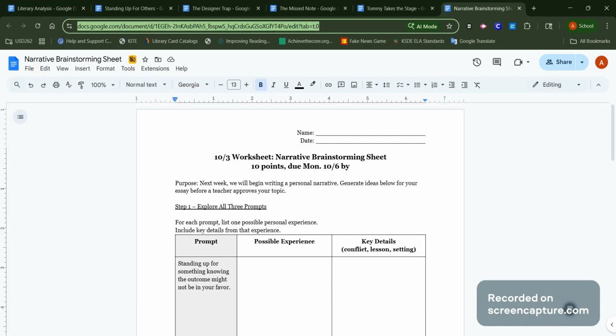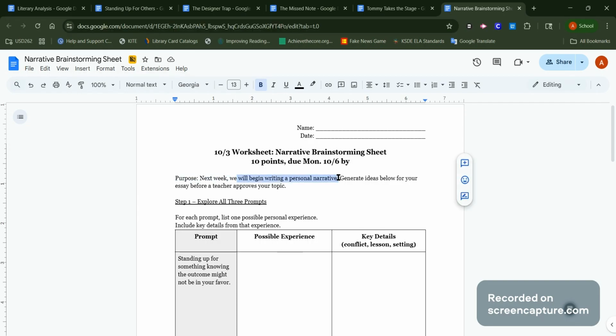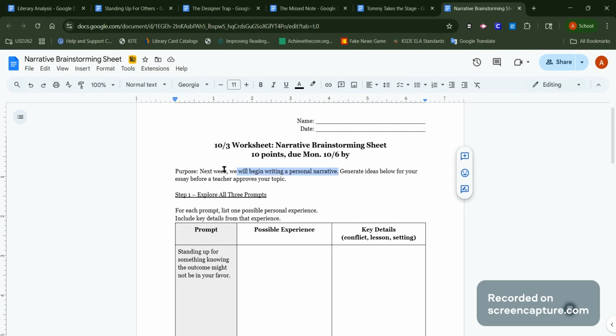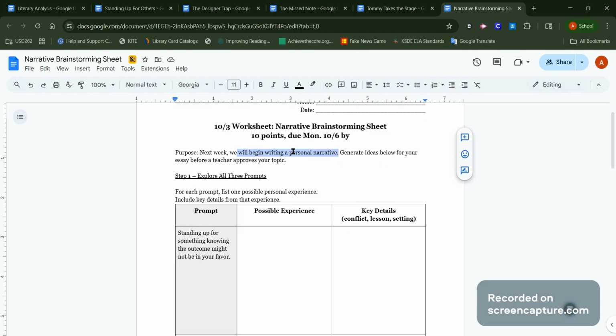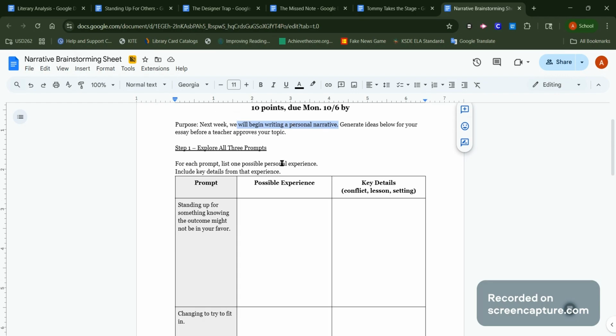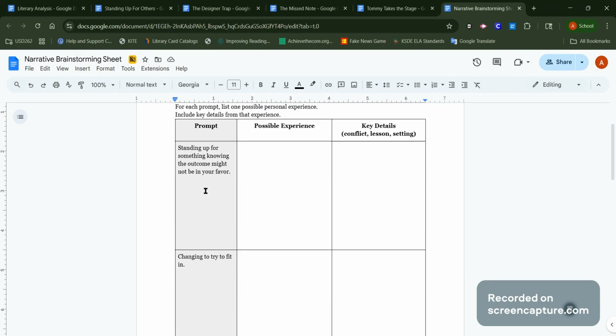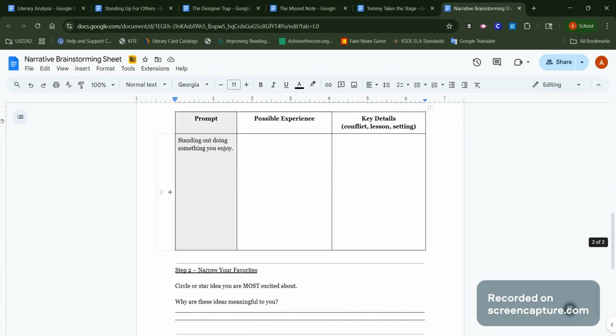So yesterday, you looked at an example, a model narrative, and you looked through it and found some literary elements from it. Today, you're going to start brainstorming your own ideas, right? Because again, we're getting ready to write a personal narrative. So this is your chance to generate and think of some ideas before we settle in and choose a topic. So I have 3 different prompts for you. They're all listed here.